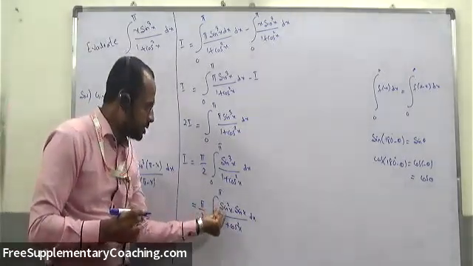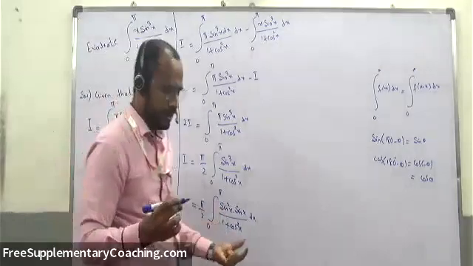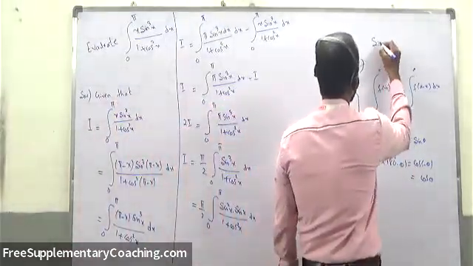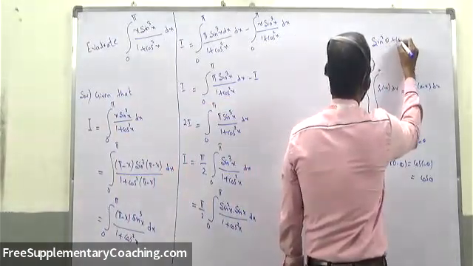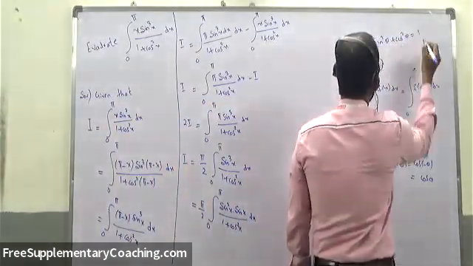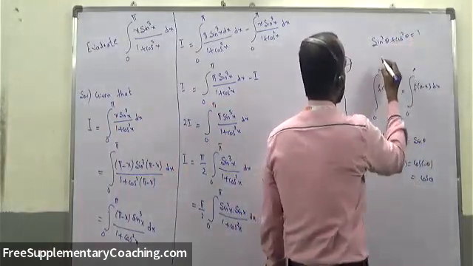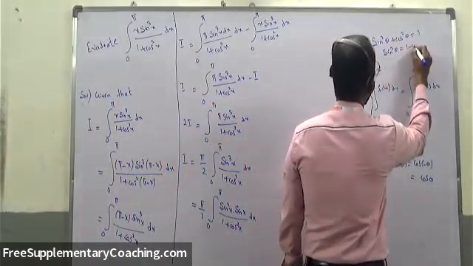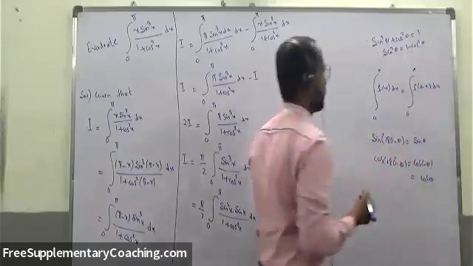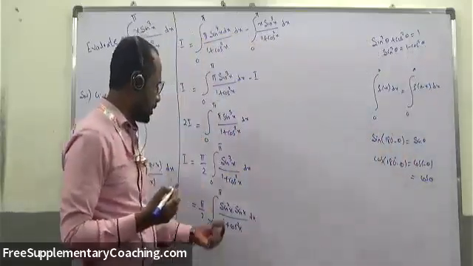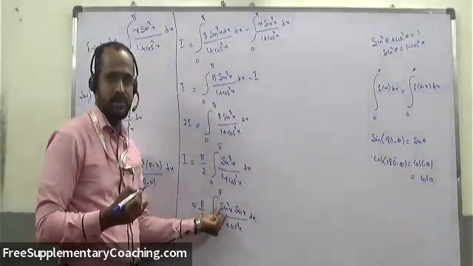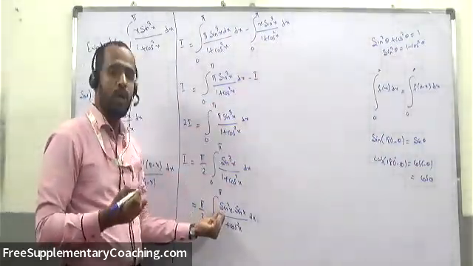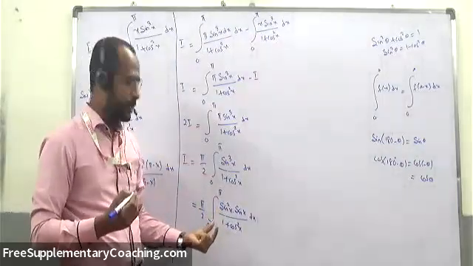Now this particular sin square x, see here, we know that sin square theta plus cos square theta is equal to 1. So I can write sin square theta is equal to 1 minus cos square theta. So in the place of this sin square x, with the help of that conversion, I can write 1 minus cos square x.